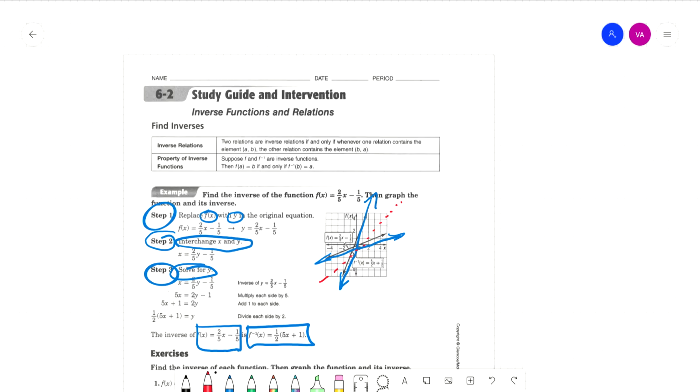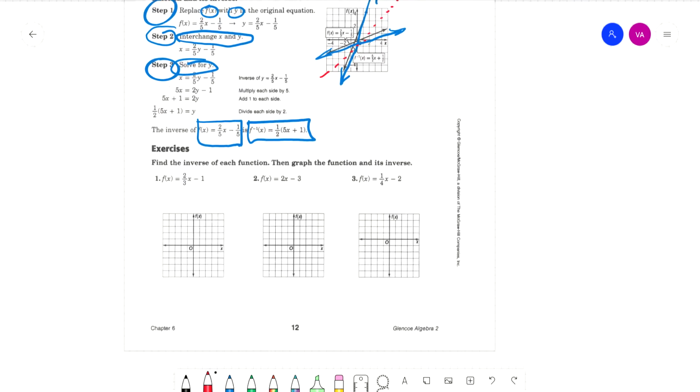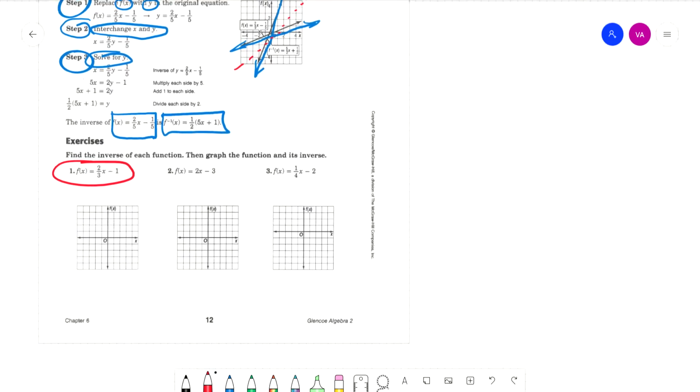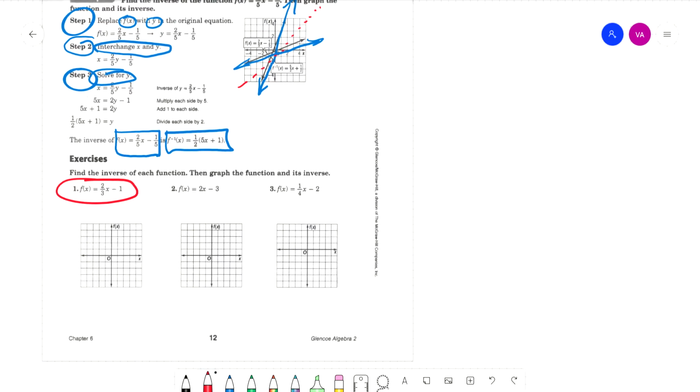We are going to work now on an example here. This first one, example number 1. We are going to do this process. So my f of x that I'm going to find the inverse of is 2/3 of x minus 1. The first step that I'm doing is replace f of x with y. So that will give me y is equal to 2/3 of x minus 1.